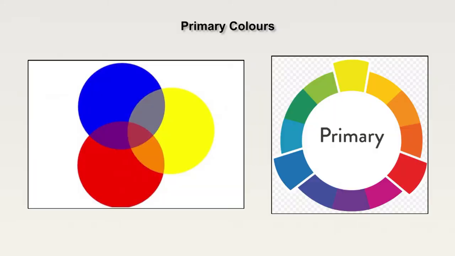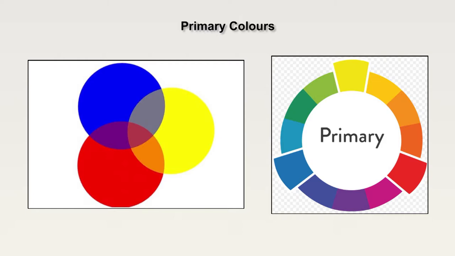Primary colors. Primary colors are basic colors that can be mixed together to produce other colors. They are usually considered to be red, yellow, blue, and sometimes green.